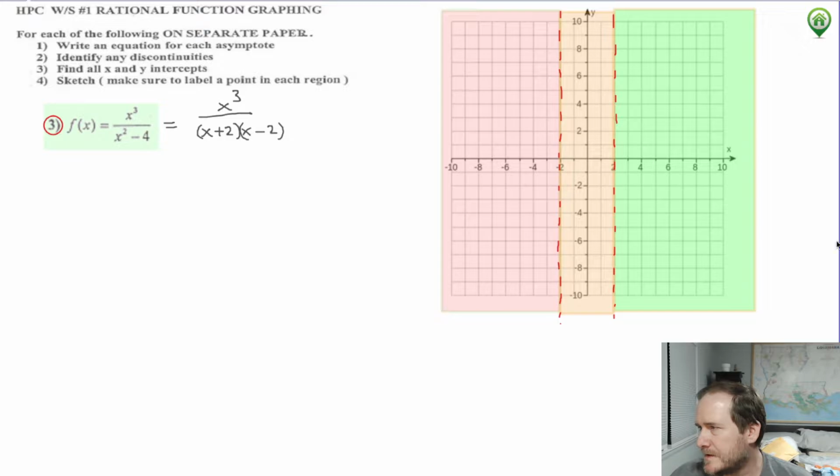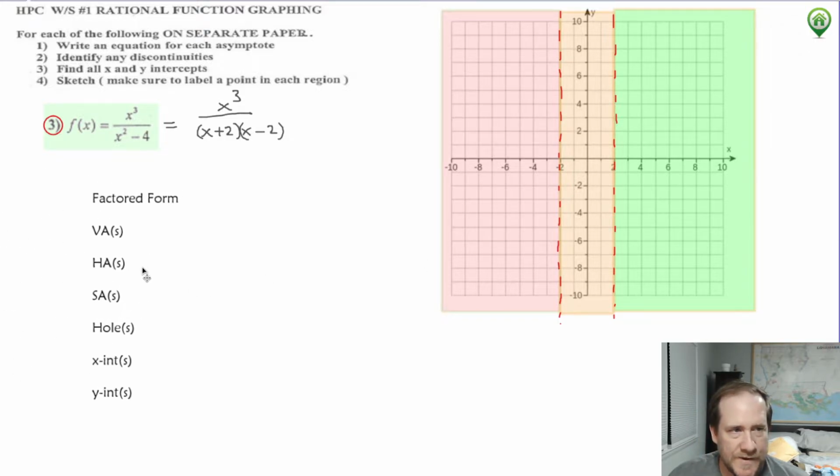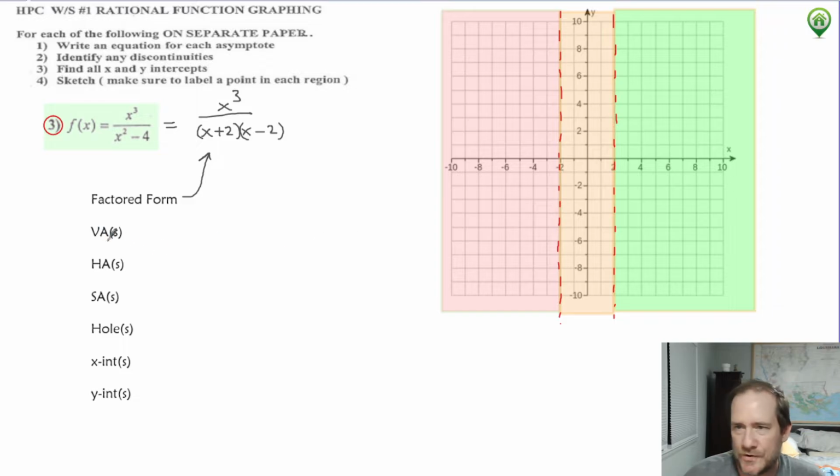So what's the deal? I've not really written anything down yet, so here's my little list of stuff. My factored form, I already did that. I'm not going to do that again. It's right there. You can see it. For vertical asymptote or asymptotes, this time the plural kicks in, and we actually have one at -2. And we have another one at x equals +2.